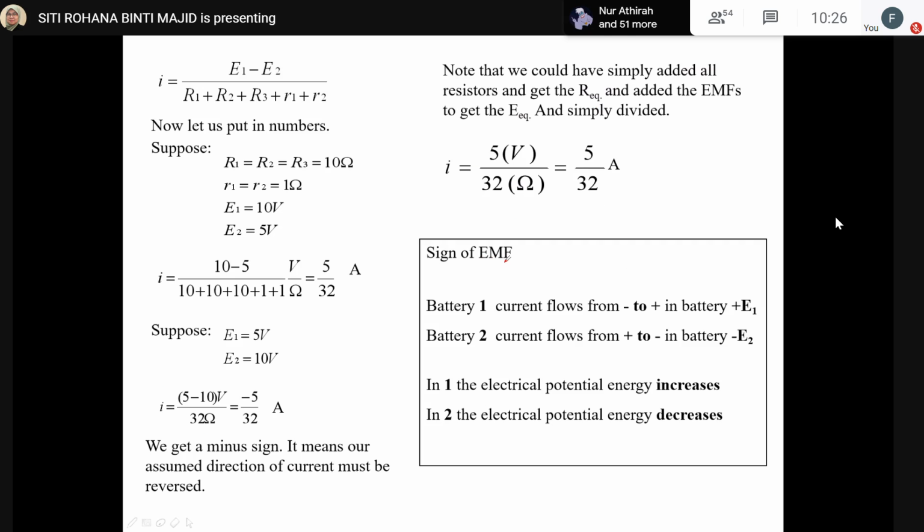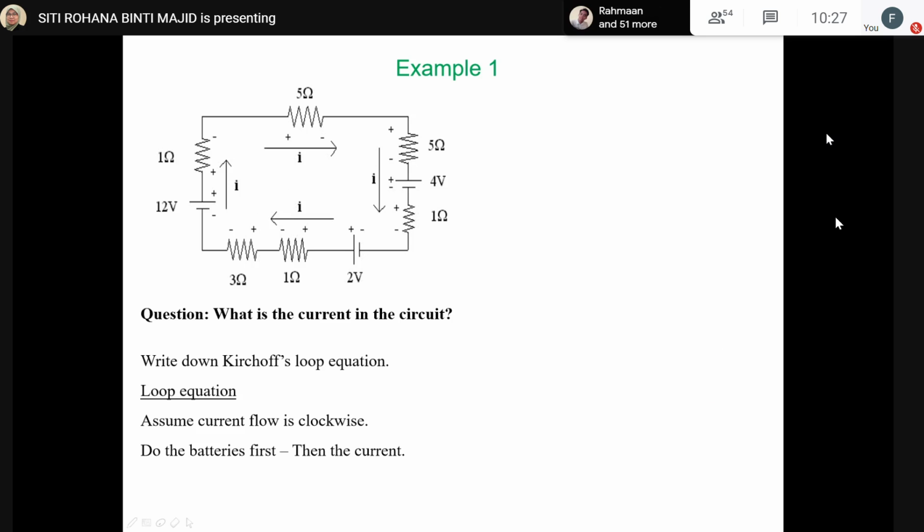So in summary, you can say that for battery one, the current flows from negative to positive in battery E1, and the current flows from positive to negative for battery E2. And then we can say that the electrical potential energy in battery one increases and decreases for battery two. Okay, so let's say we have this example.